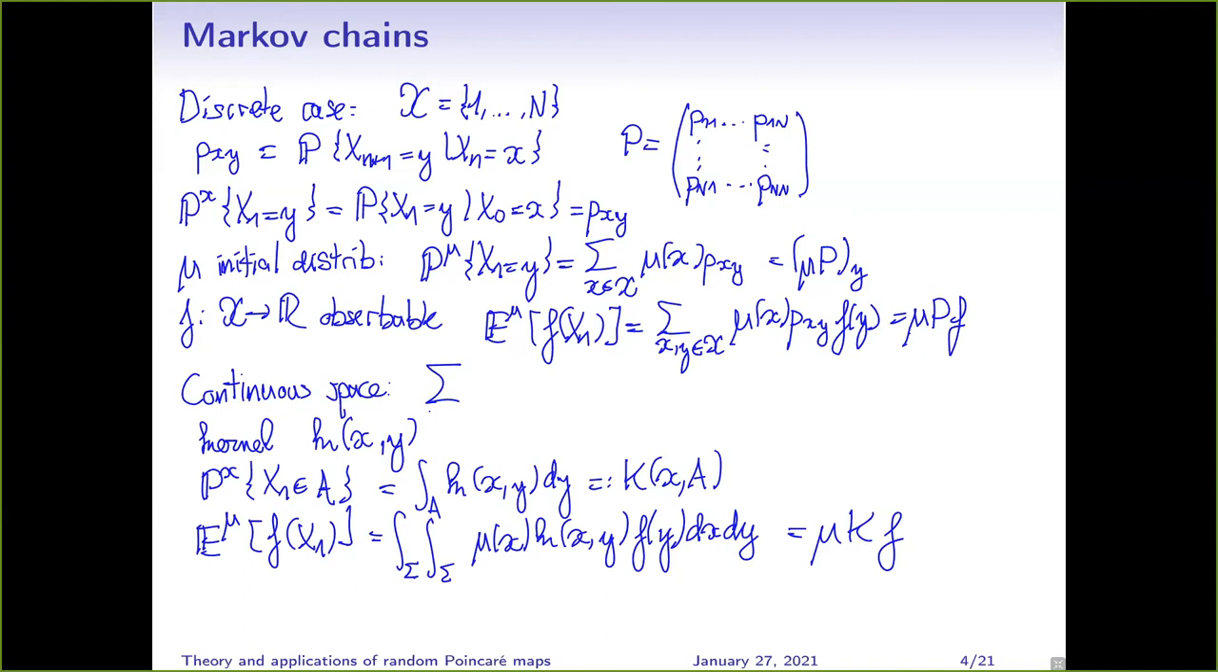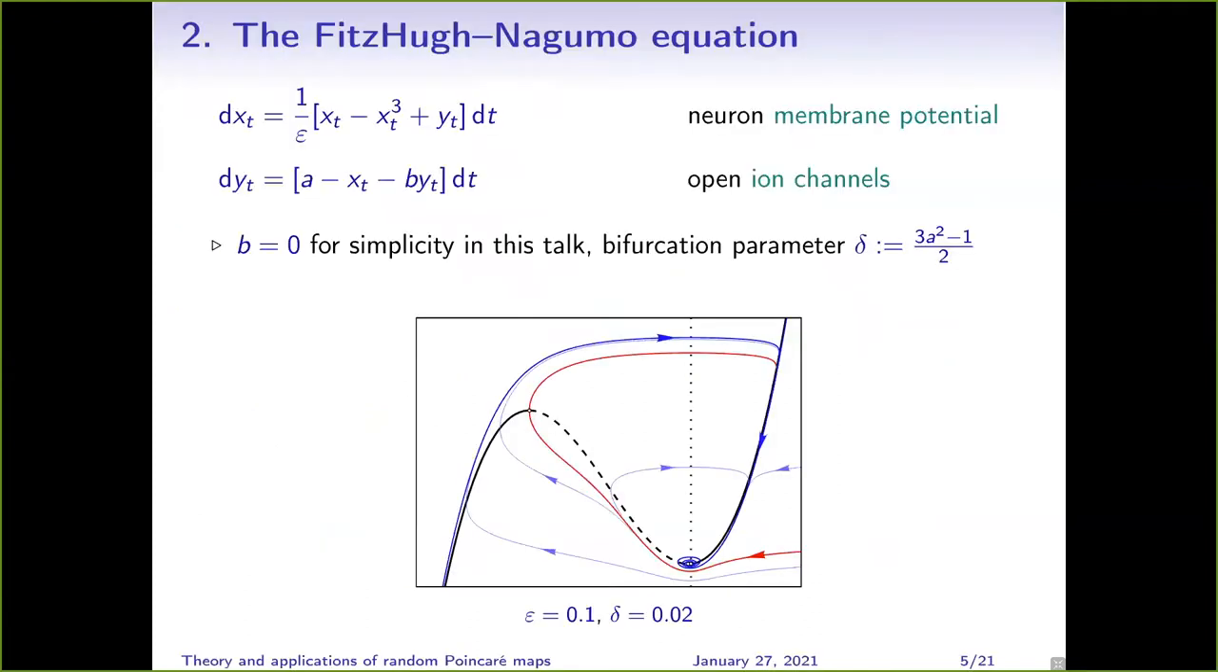All right, so let me turn now to my main example, which is the stochastic FitzHugh-Nagumo equation. My understanding is many of you work on things related to neuroscience, so you probably know this model. It's a simple toy model, a simplification of models like Hodgkin-Huxley, but it manages to reproduce behavior like spiking of neurons.